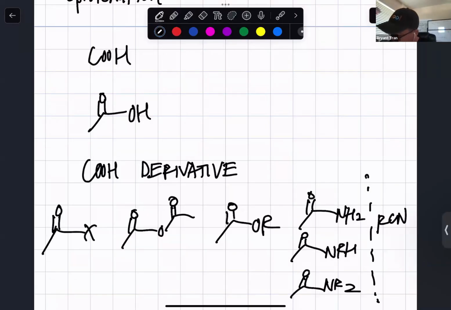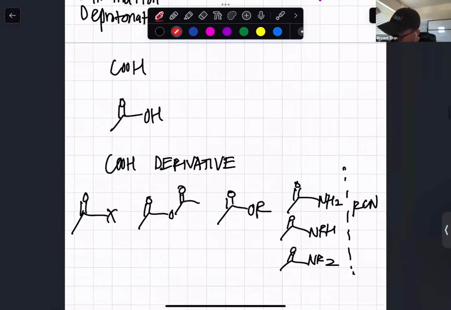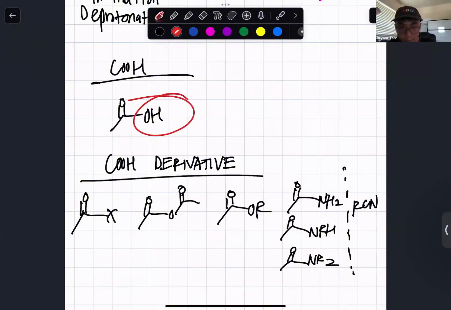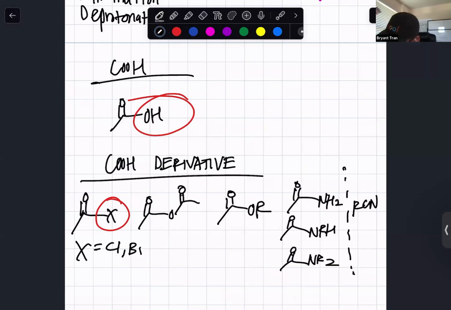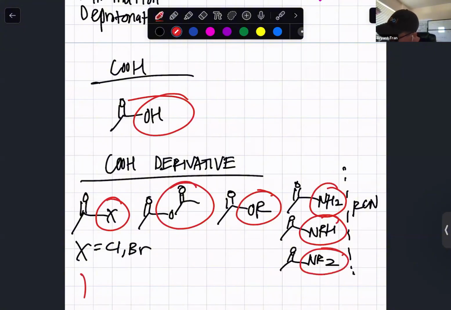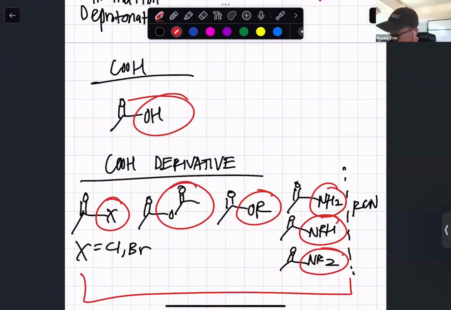Okay, so the carboxylic acid leaving group is an OH. The carboxylic acid derivative is gonna have a carbonyl, but the leaving group, the LG, is different. It's not gonna be OH, right? It could be a halogen, where X can be like chlorine or bromine. It could be a carboxylate. It could be an OR. It could be an amine, right? So these are the main carboxylic acid derivatives.